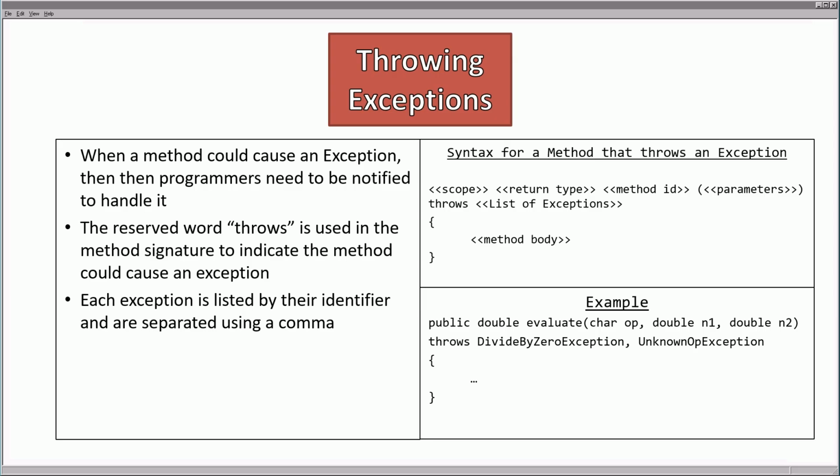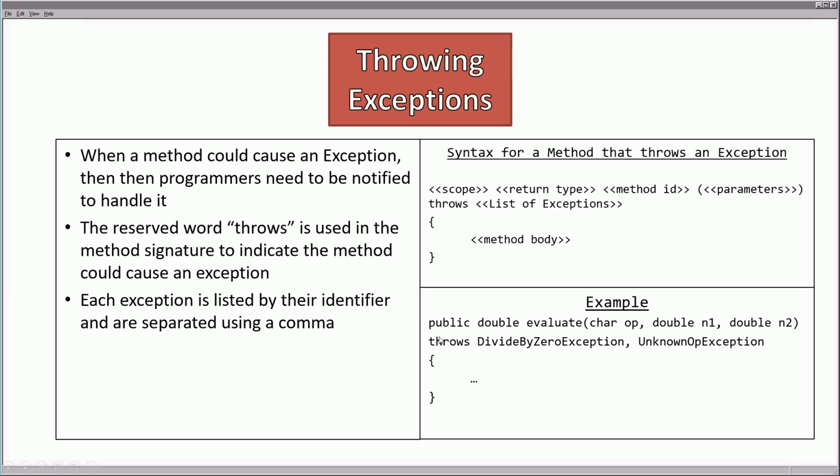The reserved word throws is used in the method signature to indicate the method could cause an exception. So if you notice over here, this is the same way that we have created a method in the past. So in the signature, we have the scope, the return type, the method ID, the parenthesis with the parameters, but then we add an extra part. We use the reserved word throws followed by a list of exceptions that this method could cause. This happens before the body of the method. Now each exception a method could cause is listed by their class identifier, and they are separated using a comma if a method could throw multiple types of exceptions.